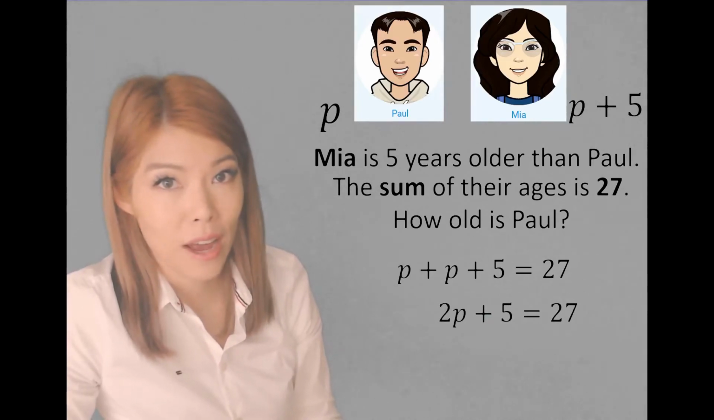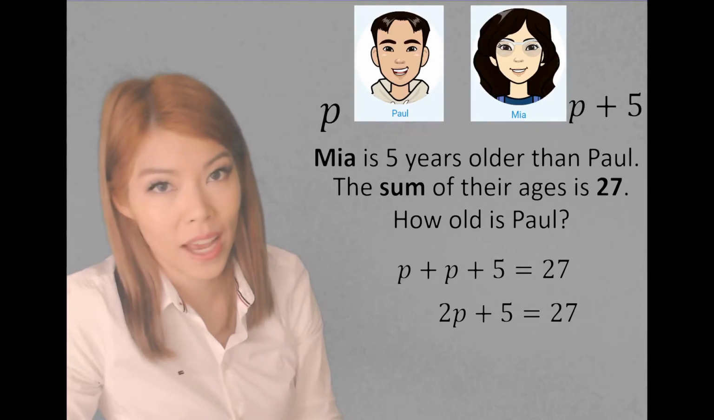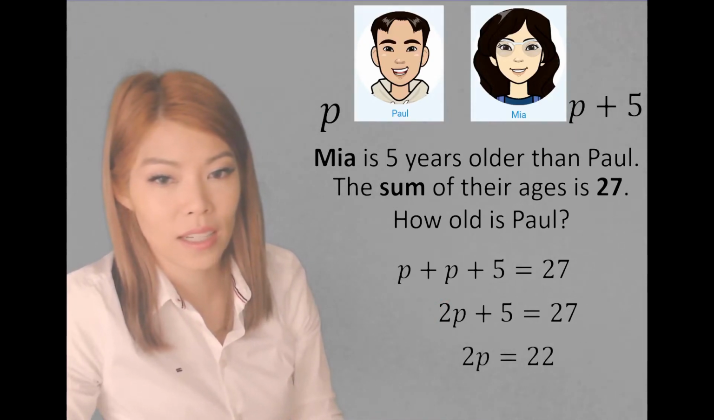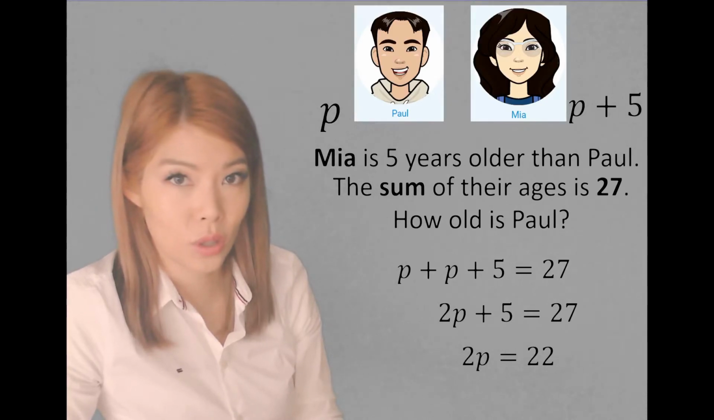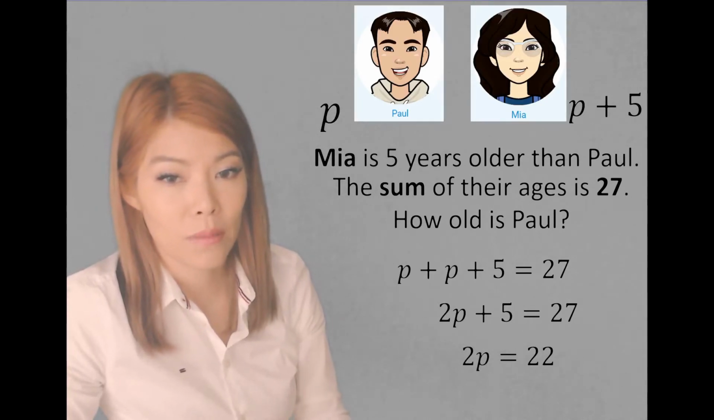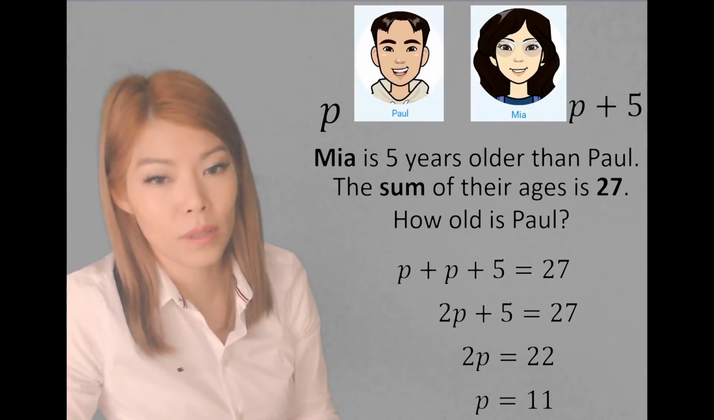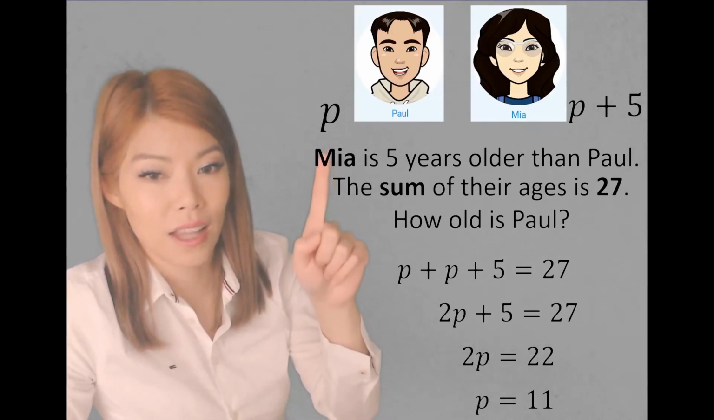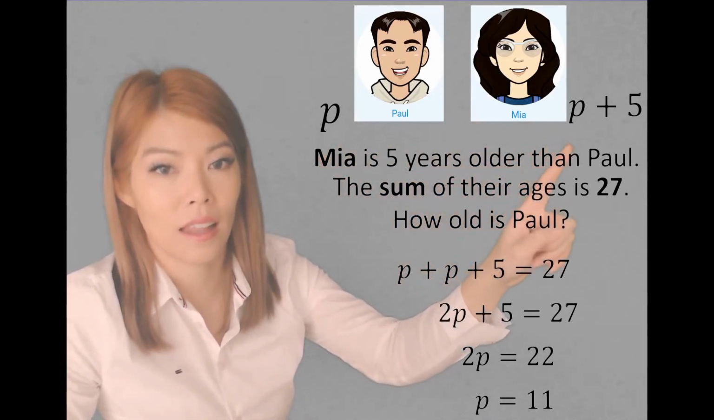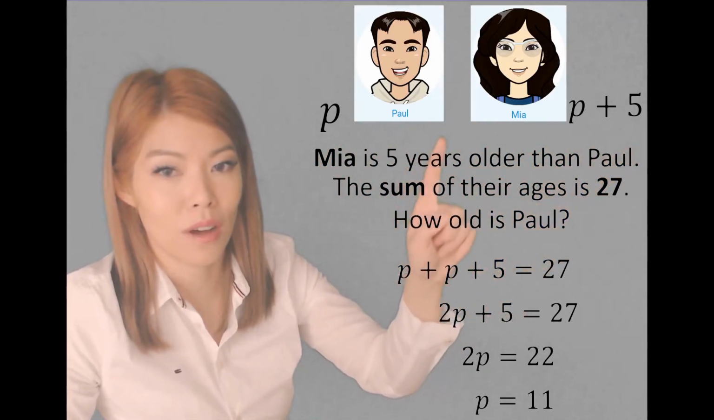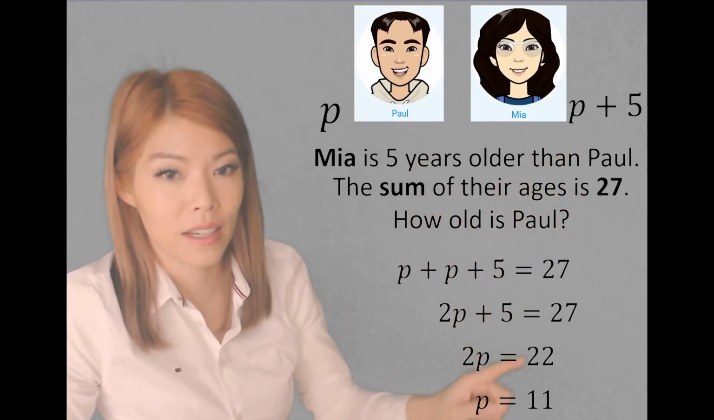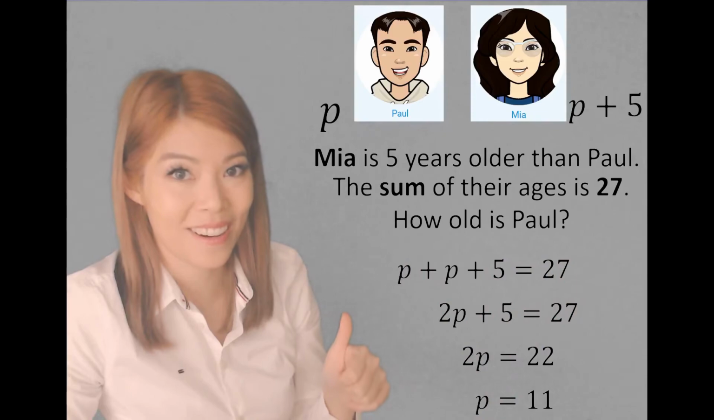So now we can simplify this equation and have 2P plus 5 equals 27. All we have to do now is solve for P, or Paul's age. So subtracting 5 from both sides, we get 2P equals 22. And then dividing both sides by 2, we have Paul's age to be 11. Let's double check. If Paul is 11, then Nia is 11 plus 5, 16, which is 5 years older than Paul. And 16 and 11 is 27, so we're correct.